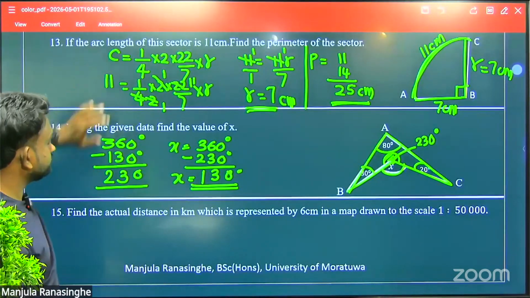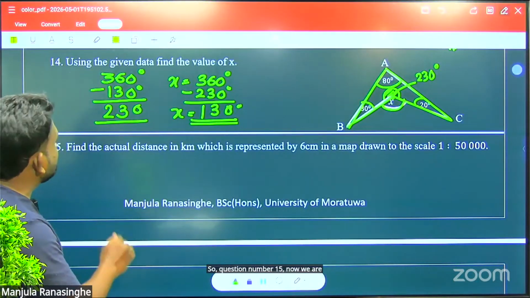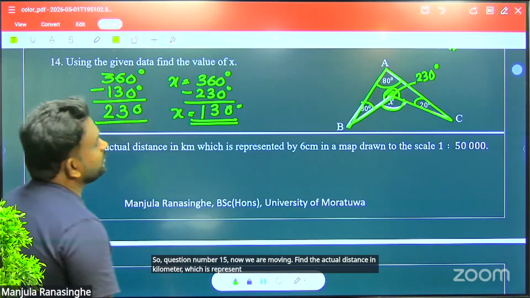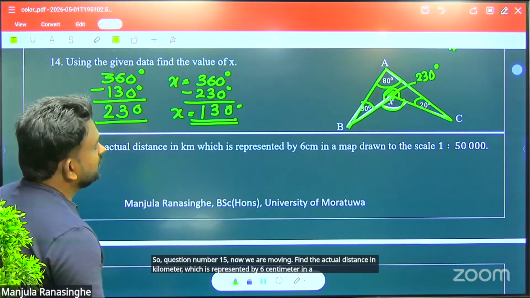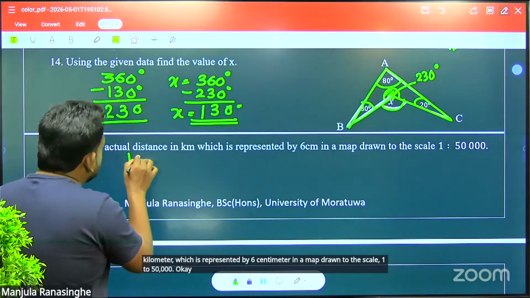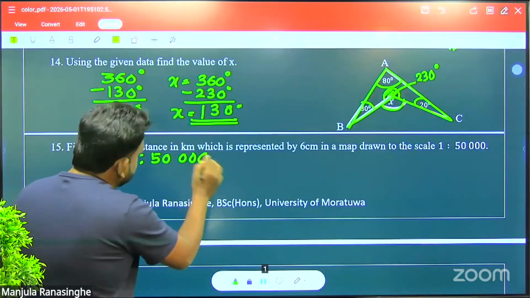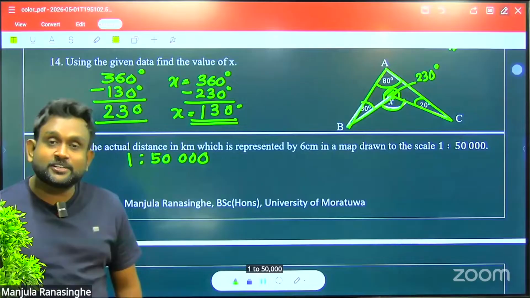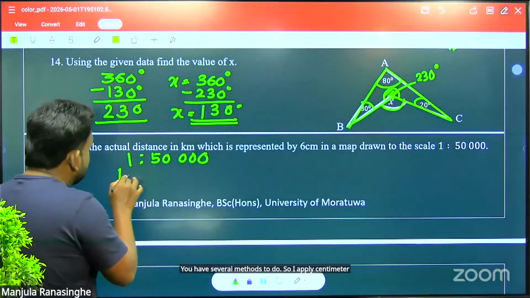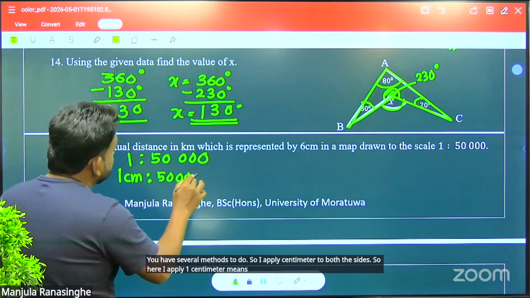Right. So question number 15, now we are moving. Find the actual distance in kilometers which is represented by 6 centimeters in a map drawn to the scale 1 to 50,000. Okay, make the scale arrangement. 1 to 50,000. You have several methods to do this. So I apply centimeters to both sides. So here I apply 1 centimeter means 50,000 centimeters.